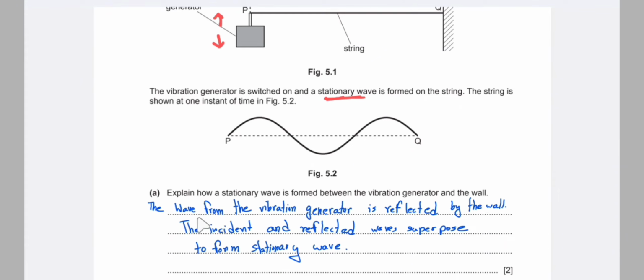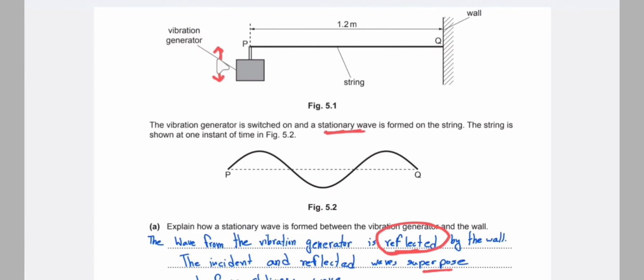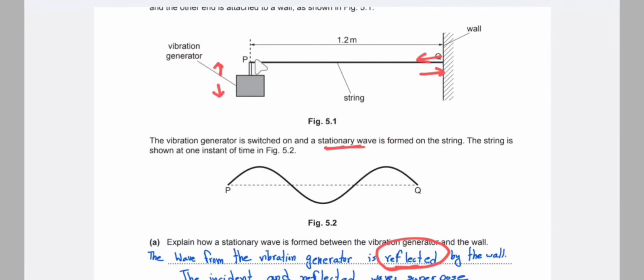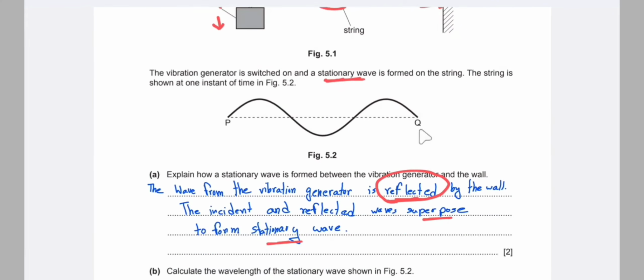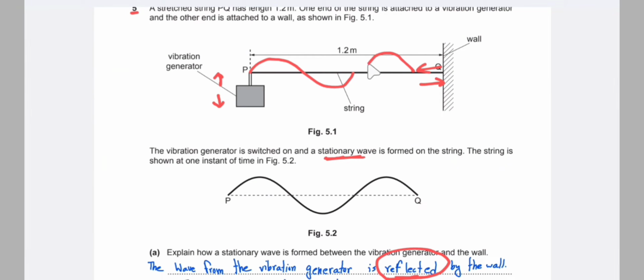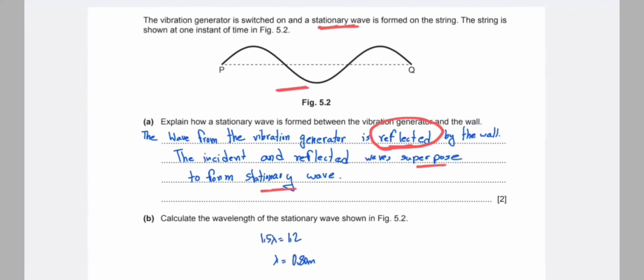The wave from the vibration generator is reflected by the wall. The incident wave and the reflected wave superimpose to form a stationary wave. As the vibration generator vibrates, the wave from it is reflected from the wall, and the incident wave superimposes with the reflected wave, and thus a stationary wave is produced.